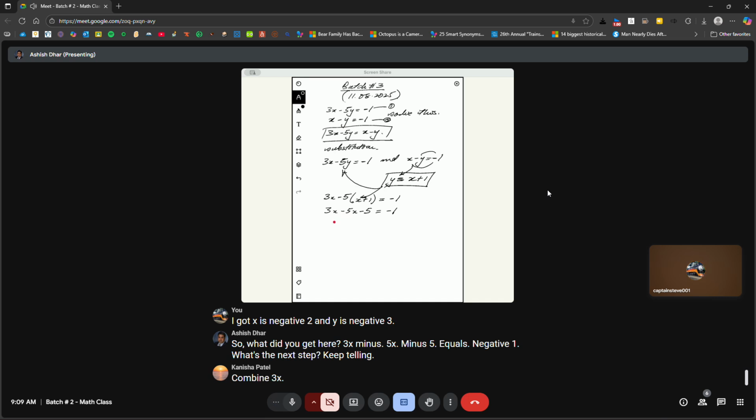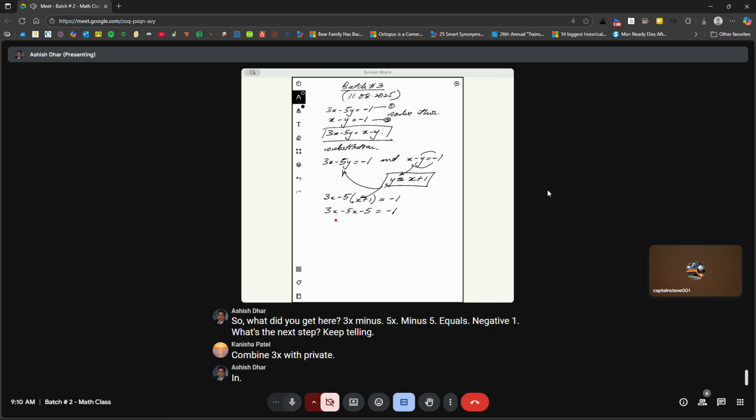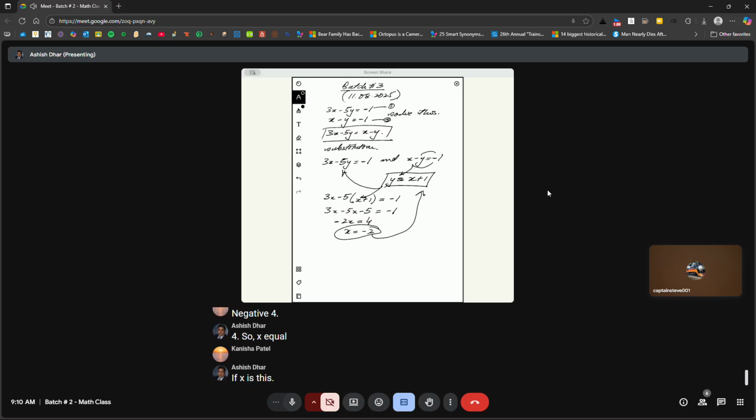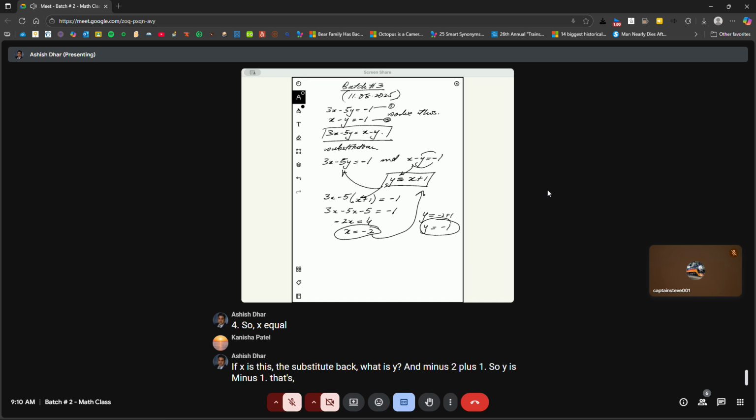Combine 3x with 5x. Can you tell me what I should write here? Kanisha? Negative 2x. Negative 2x is equal to negative 4. So x equals 2. Now substitute back. What is y? Minus 2 plus 1. So y is -1. That's how you solve a linear equation in two variables using the substitution method.